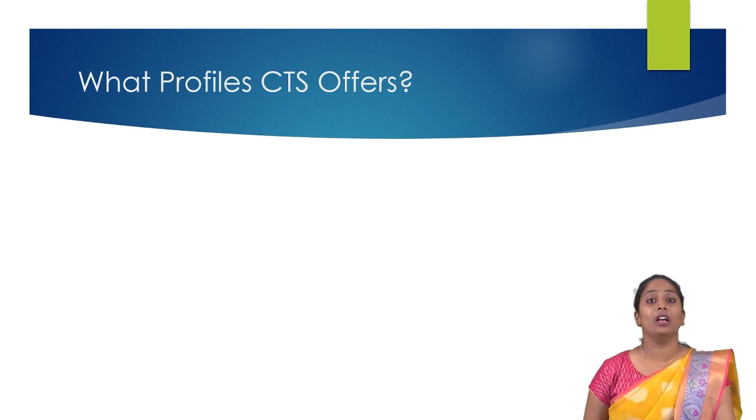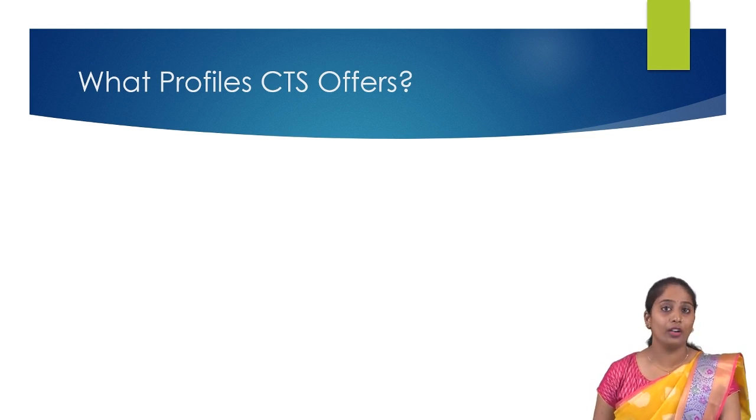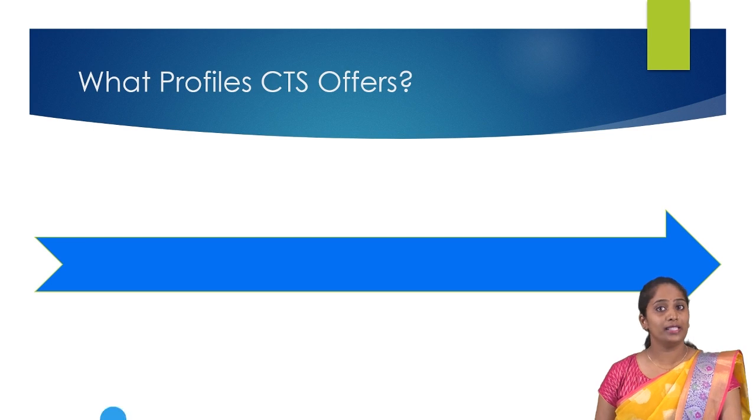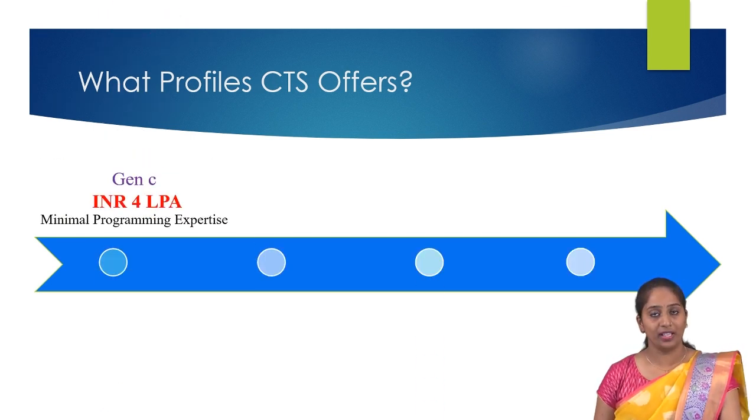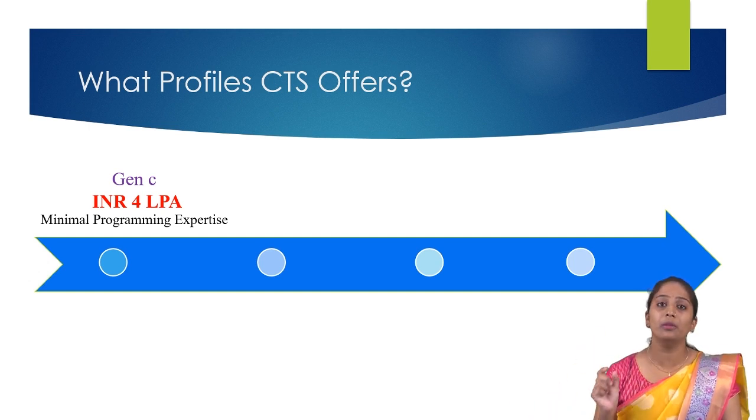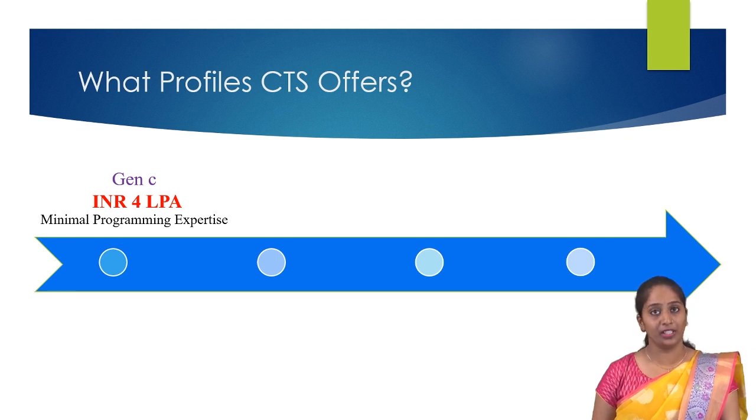Next, let us see how many profiles they are offering you. Here we can see 4 profiles which they are giving you. The first profile is GenC, for a package of 4 lakhs per annum, where you need to have minimal coding skills. So to get an offer with Cognizant GenC, you need to have minimal coding skills.